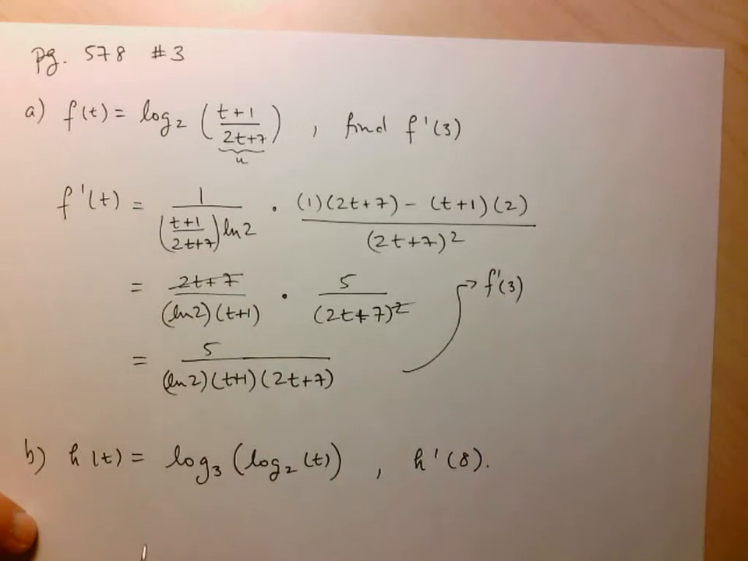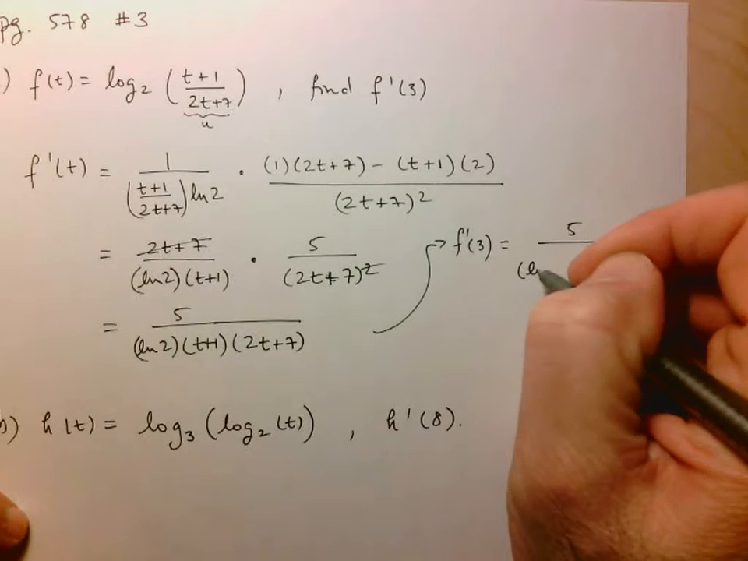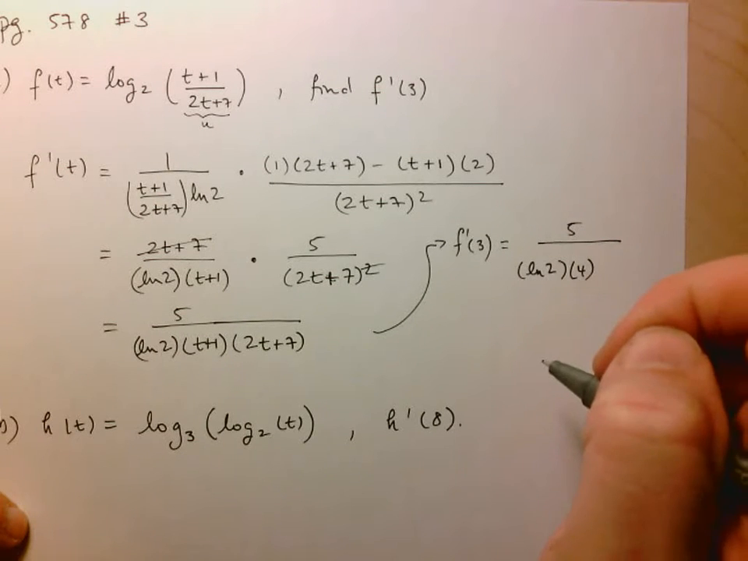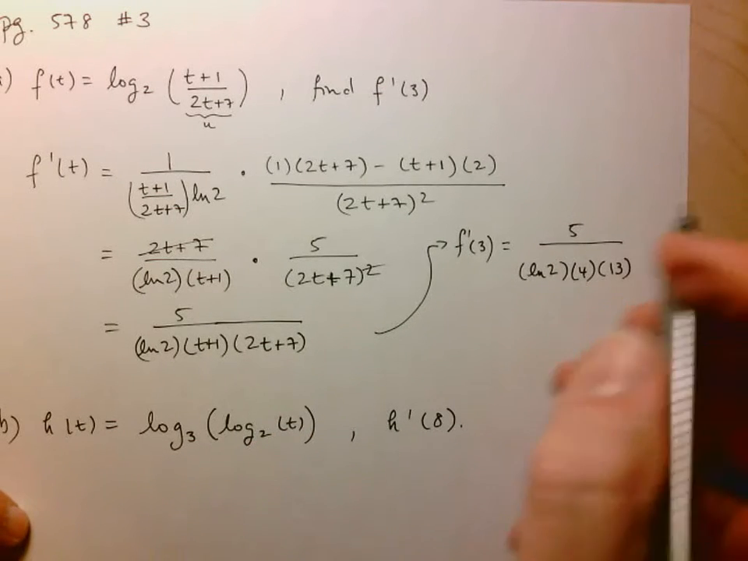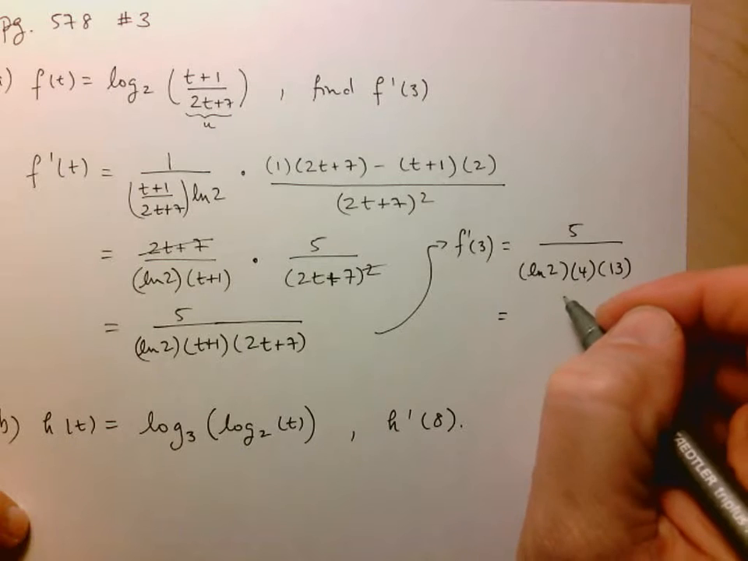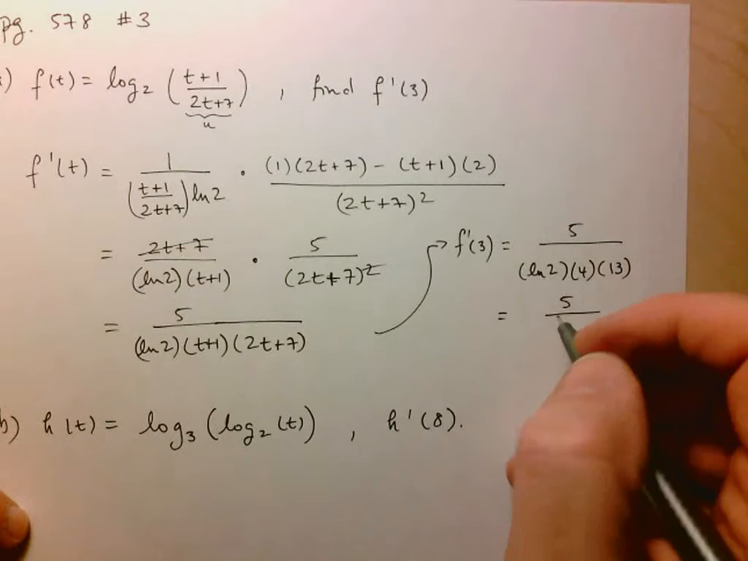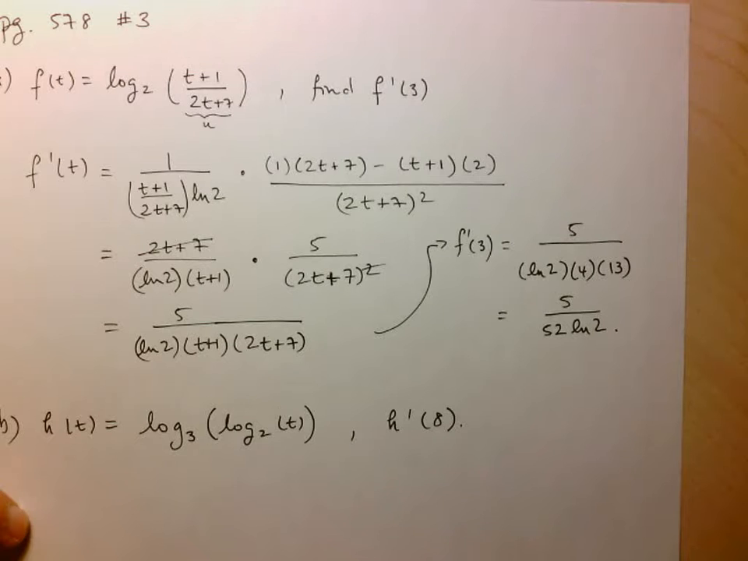F prime at 3, sorry about that. Okay, so that becomes 5 over ln 2 times (3 plus 1), which is 4. Okay, and then 2 times 3 is 6, plus 7 is 13. Okay, so if we want to leave it as an exact answer, it's 5 over, so that's 40 plus 12, so that's 52 times ln 2. Okay, and that's about as far as I expect you to go. Of course, you can get an approximation, but in this case here, there's no context, so I would expect you to leave it as an exact answer.